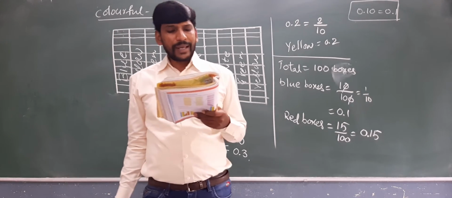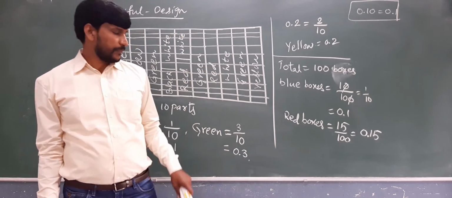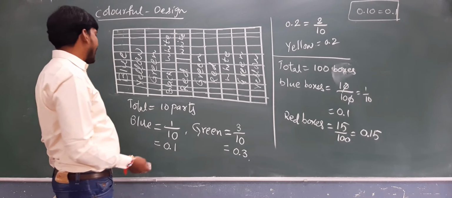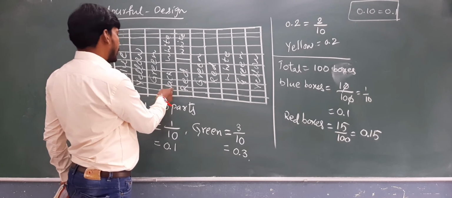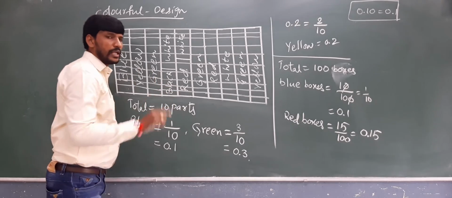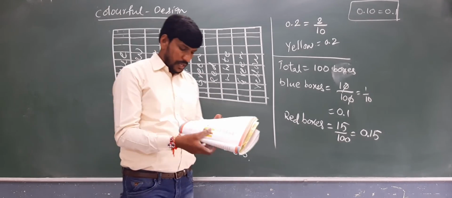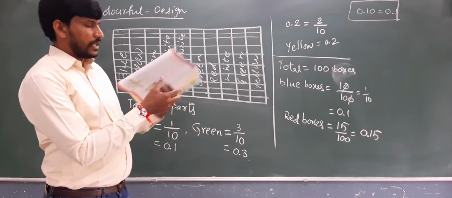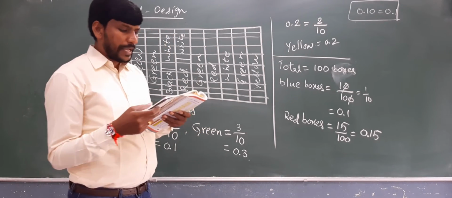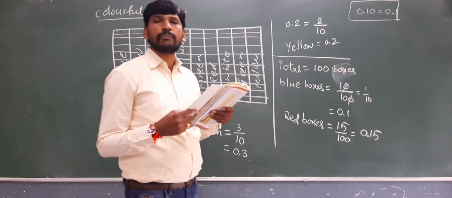Now, 3 by 100 of the sheet is black. See this here, black. Where is the black here? Black is here as well as here. 1, 2, 3 are there. Observe in your textbook, there are 1, 2, 3. So 3 by 100 of the sheet is black.